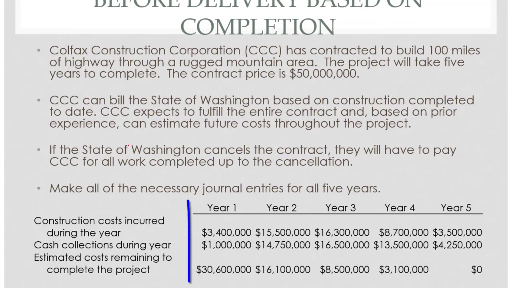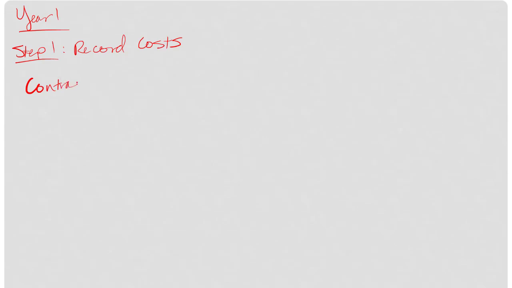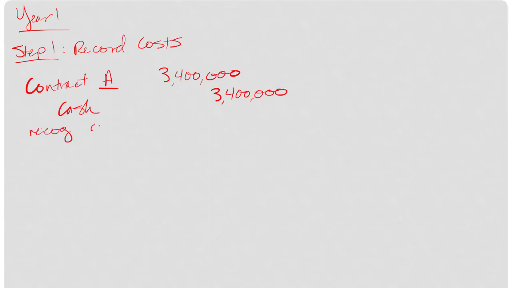So let's go back to our table. And in year one, we spent $3.4 million. Contract asset. And I'm just going to use cash, although it could be wages payable and inventory and supplies and whatever. I'm just going to use cash for simplicity. 3.4. This is to recognize my costs.